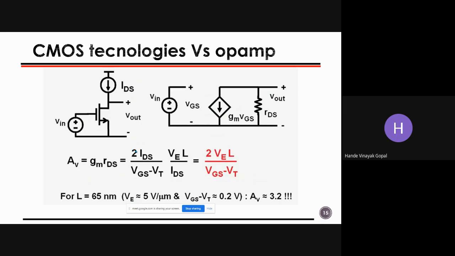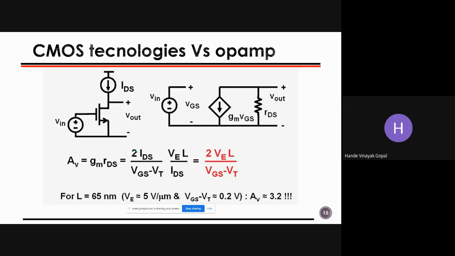Okay. Then CMOS technologies versus op-amp. This slide will give you whatever we have discussed just a few slides before. If I'm working on a 65 nanometer technology, my VE, that is early voltage, is 5 volt per micrometer. VGS minus VT I have chosen as 0.2 volt. And if we plug these values into the gain equation, that is gm into rds, it is nothing but 3.2, which we were talking about previously.